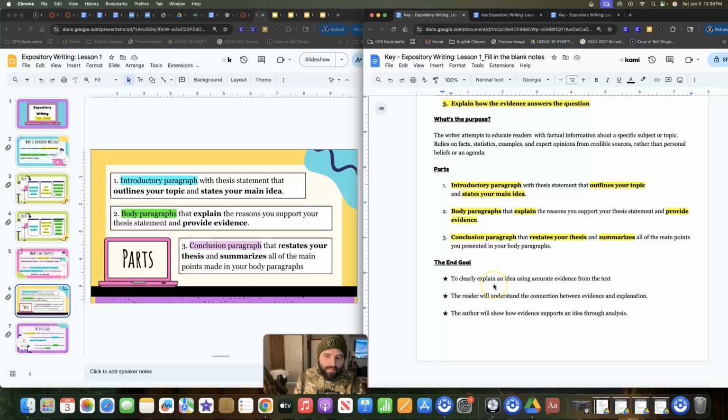So the end goal: clearly explain an idea using accurate evidence from the text. The reader will understand the connection between evidence and explanation, what we've already been doing with RTQT, and the author will show how evidence supports an idea through analysis. Again, what we've already been doing through RTQT. So again, I'm continuing to stress, we've already been doing this through RTQT. It's just on a grander scale.